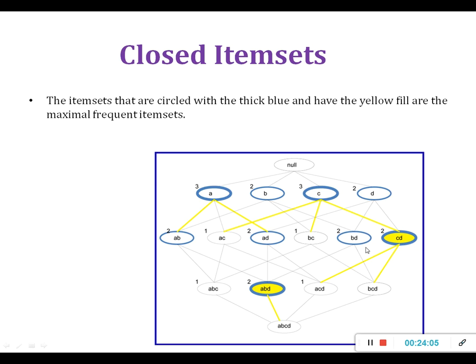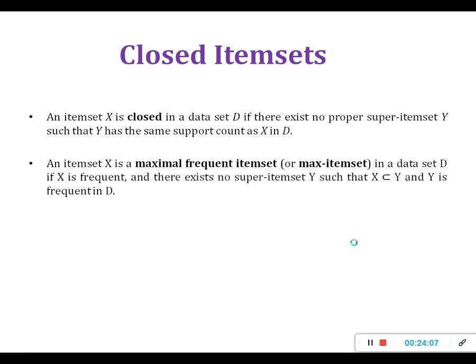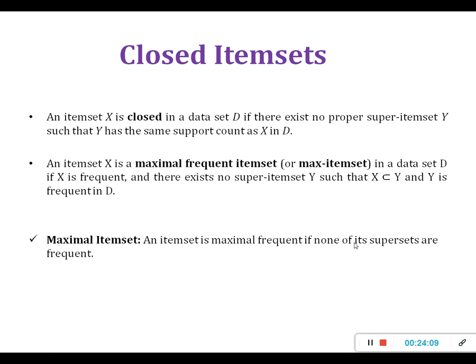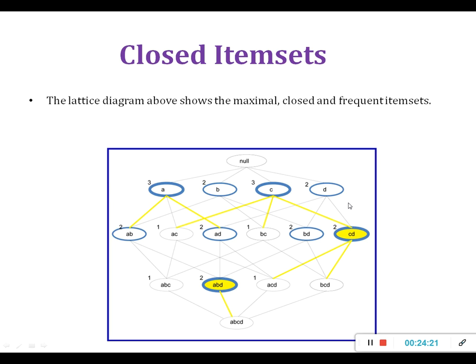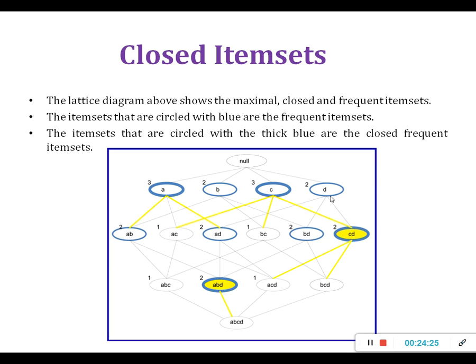So what is the definition of a maximal frequent item set? An item set is said to be maximal frequent if none of its supersets are frequent. If none of its supersets are frequent, meaning the supersets should not be frequent, only then can we call it a maximal. Okay, so if I am considering this thick blue A.